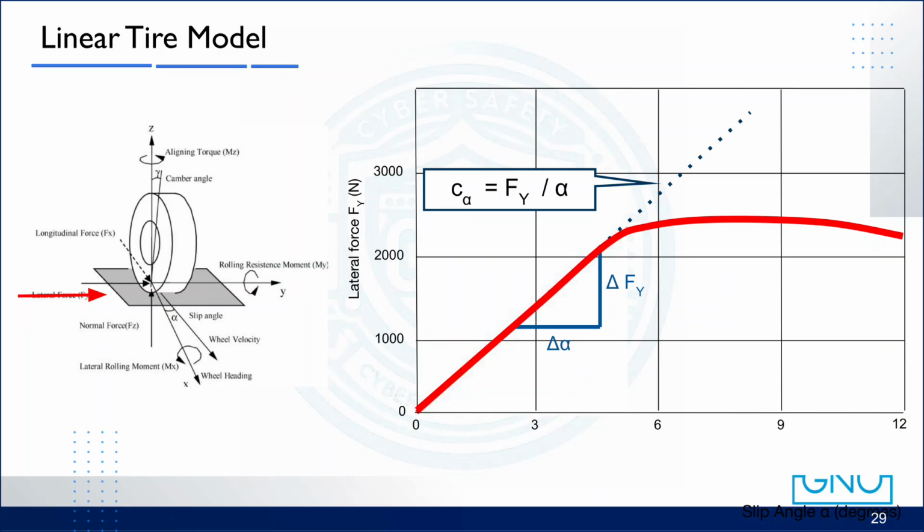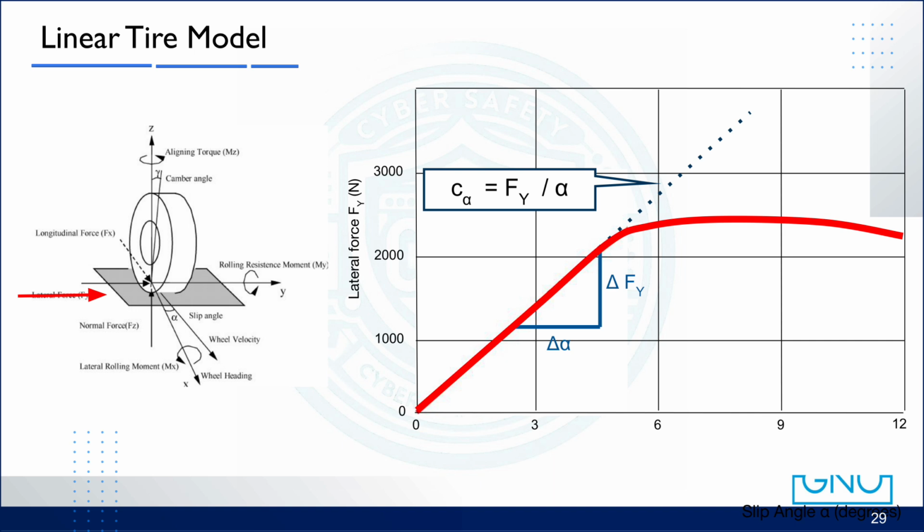The slope of this linear region is called the cornering stiffness, denoted as C sub alpha. Mathematically, it is defined as C sub alpha equals F sub y divided by alpha. This means that for a small change in the slip angle, delta alpha, the lateral force changes by delta F sub y, and the ratio between them is the cornering stiffness.